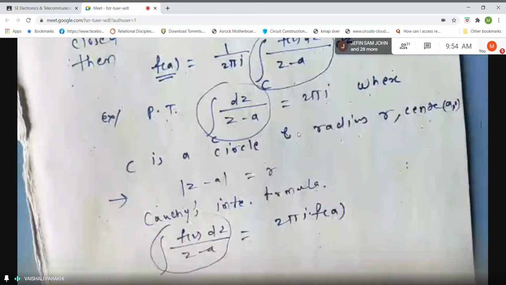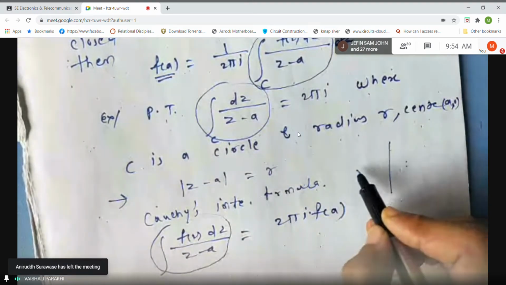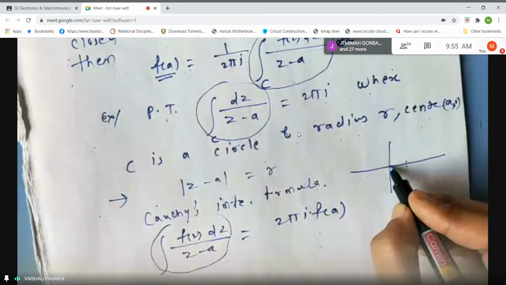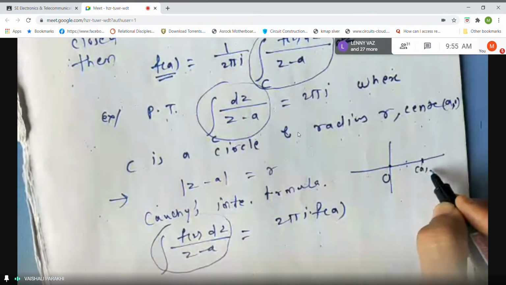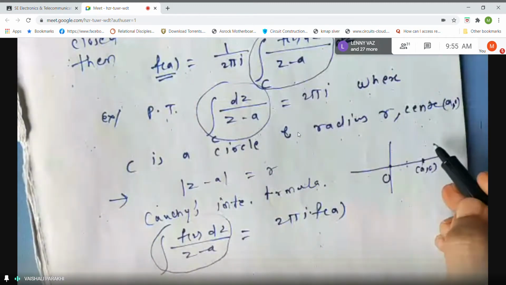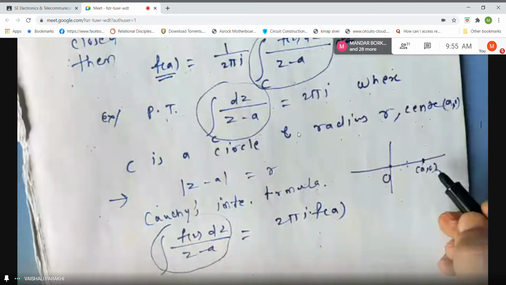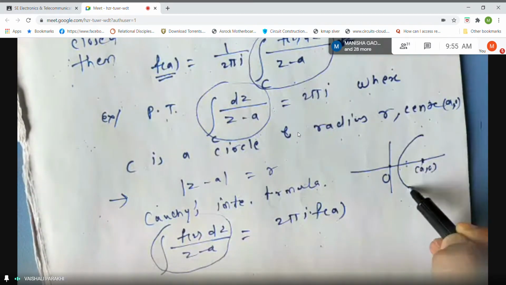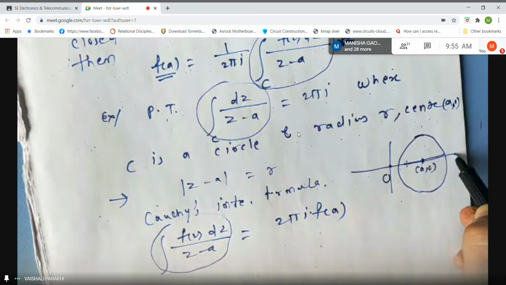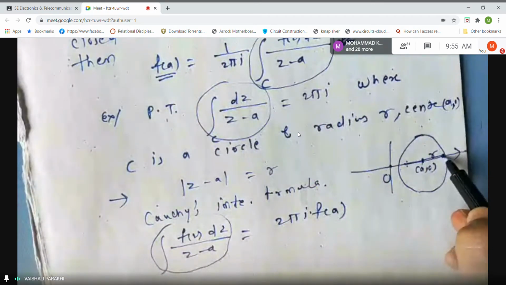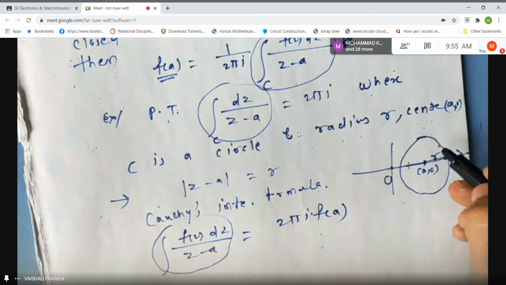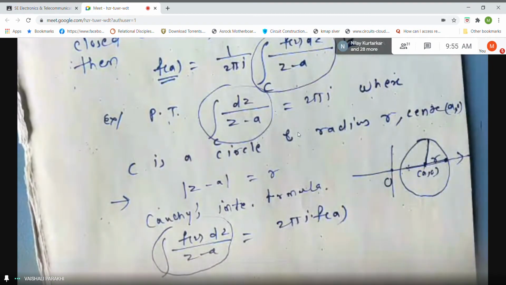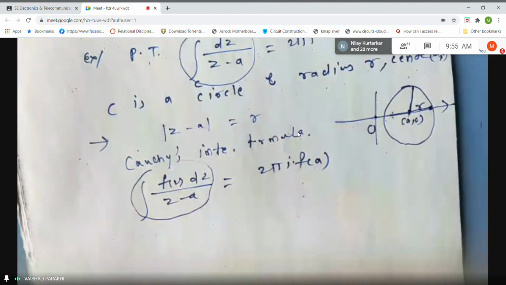Now in this problem we have a circle. Your center is a comma 0, right? So where will a comma 0 be? Somewhere here. This is 0. Suppose this is the point a comma 0. So this is your center and the radius is r, correct? The radius being r means the circle cannot touch this a. So it will be something like this. This is your circle. This distance is r. Radius means the distance from the center to the border of the circle, the circumference.